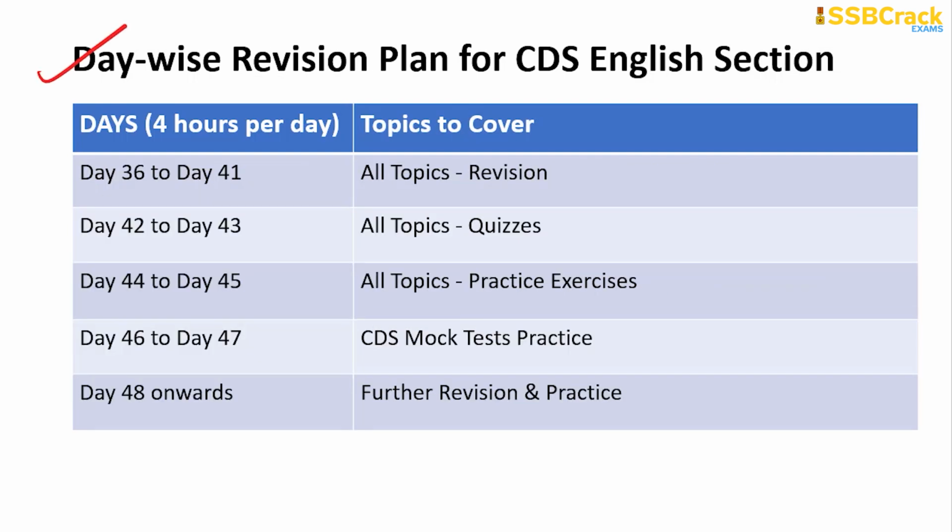And this is the day-wise revision plan for the most important topics to cover in a 50-day study plan for the CDS English paper, right? So again, taking 4 hours per day, you need to start from day 36 and end at day 41 for the revision of all the most important topics, right?